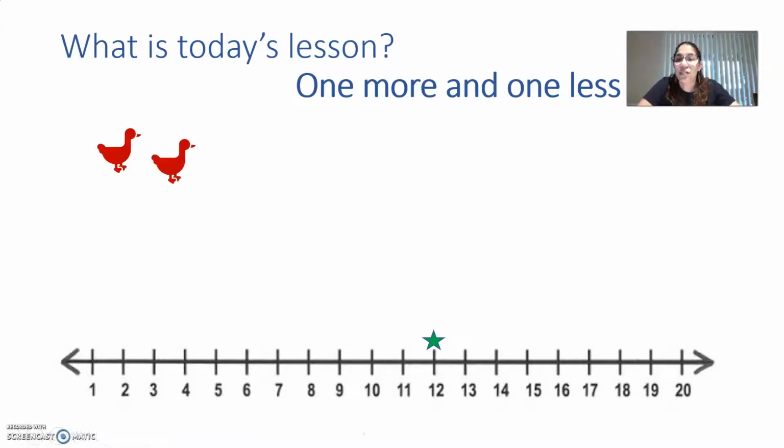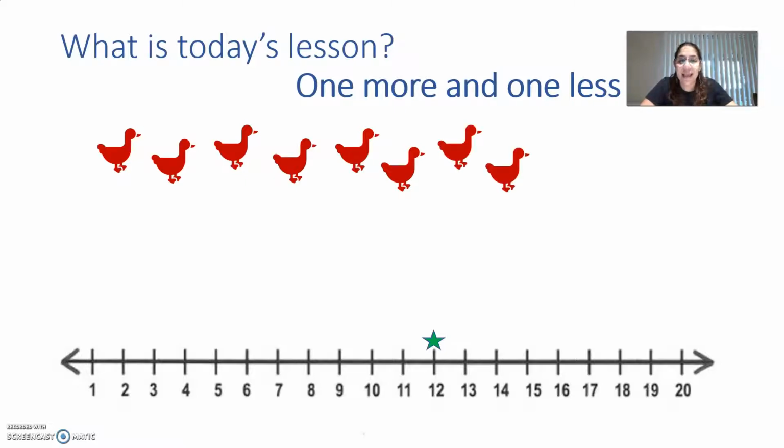1, 2, 3, 4, 5, 6, 7, 8, 9, 10. We have our first row of 10. We're gonna count a little bit more than 10, all right? 11, 12. All right, so we have our 12 ducks in this page, because we're gonna be working with number 12. Remember, our focus today is finding one more and one less, all right?